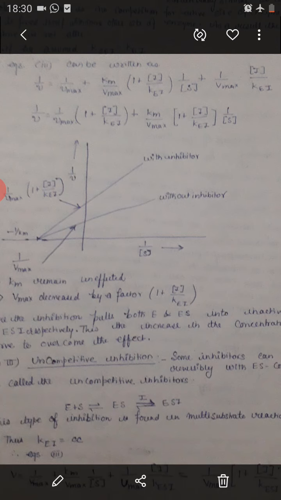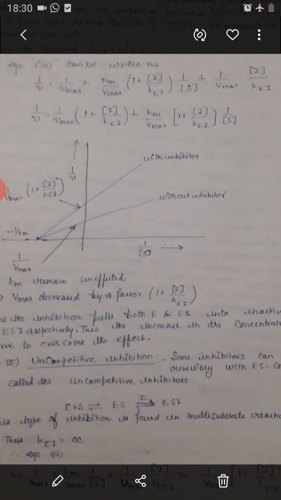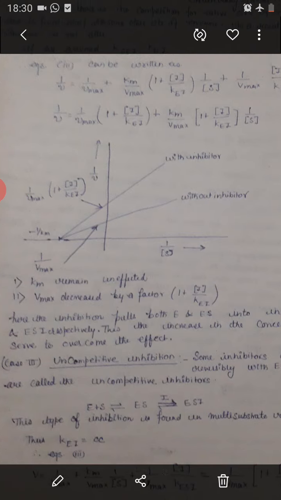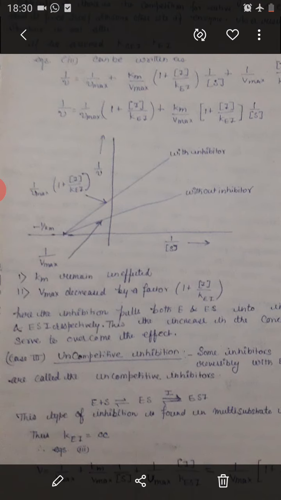This is also very important: they do not bind directly with the enzyme, they bind to the ES complex, and come back again to the ES. This is very interesting, because they are not binding to the enzyme directly. So in that situation KEI comes out to be infinity. Once this KI comes out to be infinity, the equation changes.